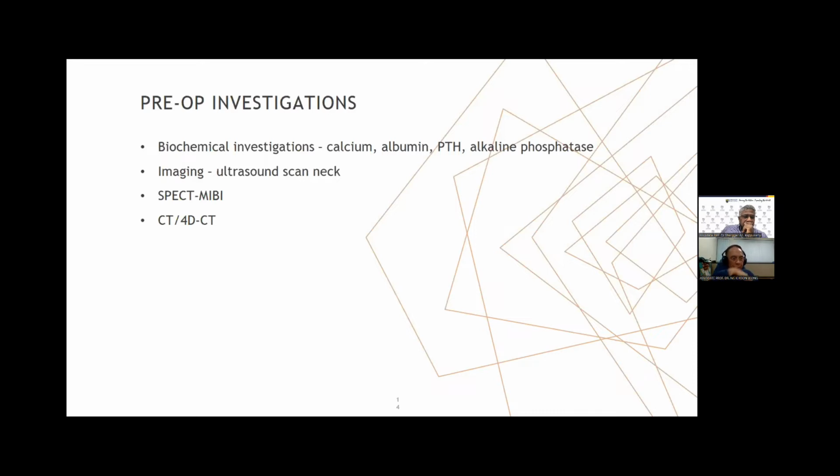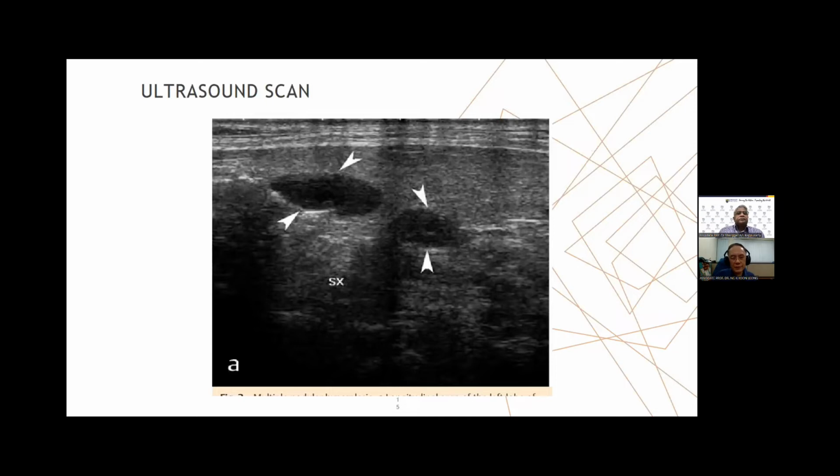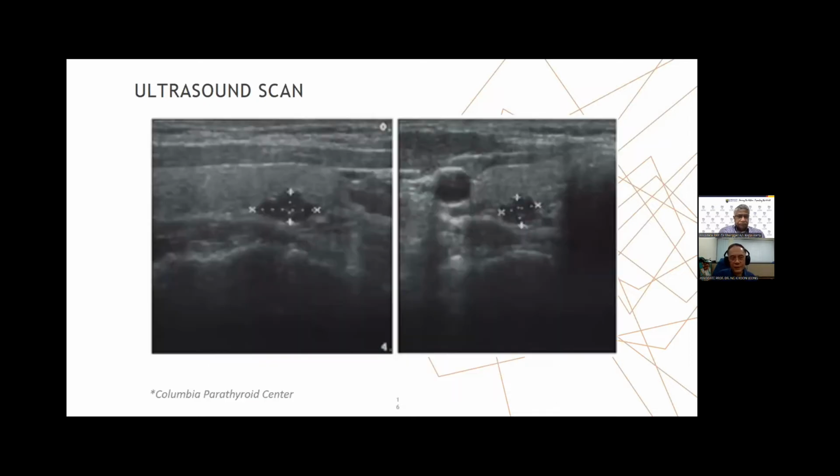So basically, we just go with biochemical investigations, and I just do an ultrasound of the neck. This is what it looks like on the ultrasound. You get a hypoechoic lesion on the ultrasound scan. There's another one that is from the Columbia Parathyroid Center.